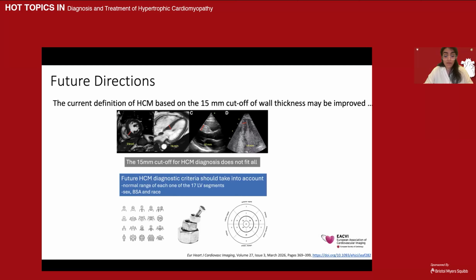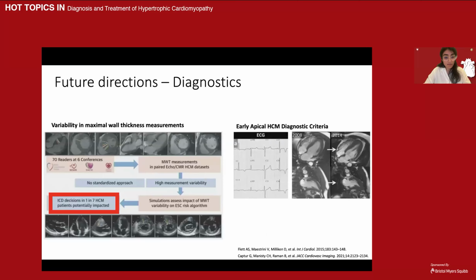And in the future, we may involve more individualized definitions of hypertrophy that are segment-based. And these two studies highlight why cardiac MR has become central to contemporary hypertrophic cardiomyopathy care. On the left, we see that even when we agree a patient has hypertrophic cardiomyopathy, how we measure maximal wall thickness matters. And this study demonstrated substantial variability in wall thickness measurements with the potential to influence ICD recommendations in approximately 1 out of 7 patients, depending on the imaging modality.